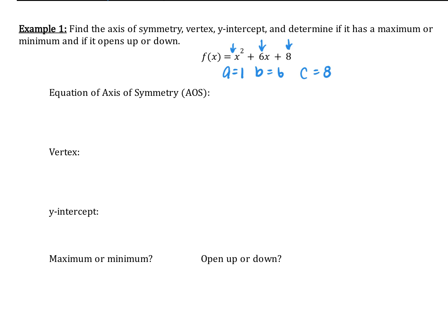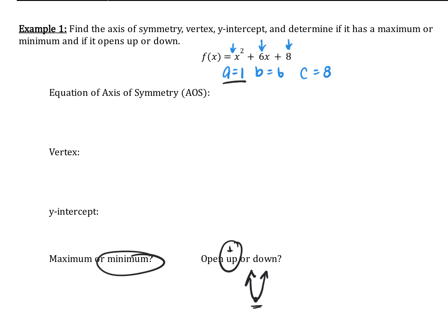So A is a positive 1. So positive means it's going to open up. If it opens in the up direction, where's my vertex? It's at the minimum point, okay? So you can solve that without doing any math at all. Just look at your A value. Is it positive? Going up. If it's negative, it's going down. Okay, if you need to draw yourself a little picture like I did.